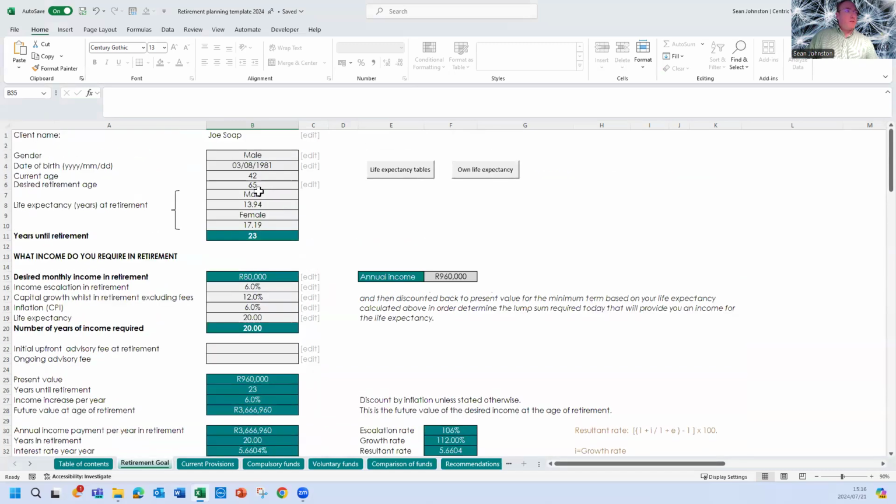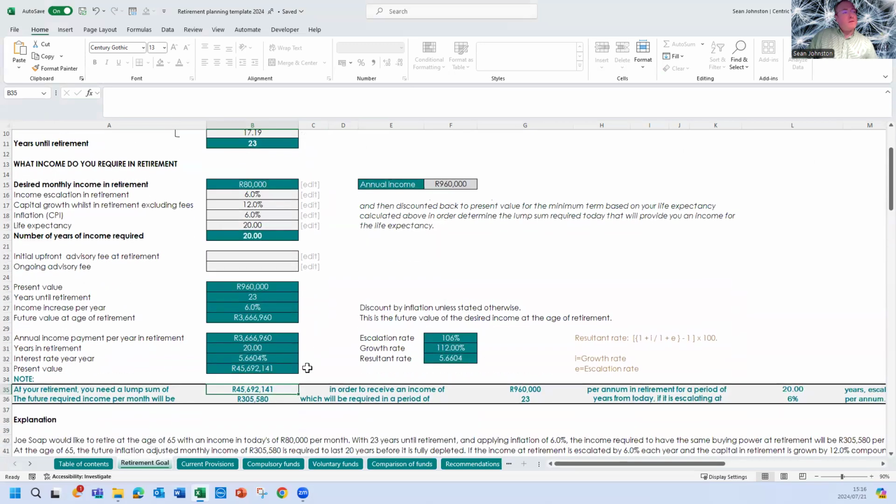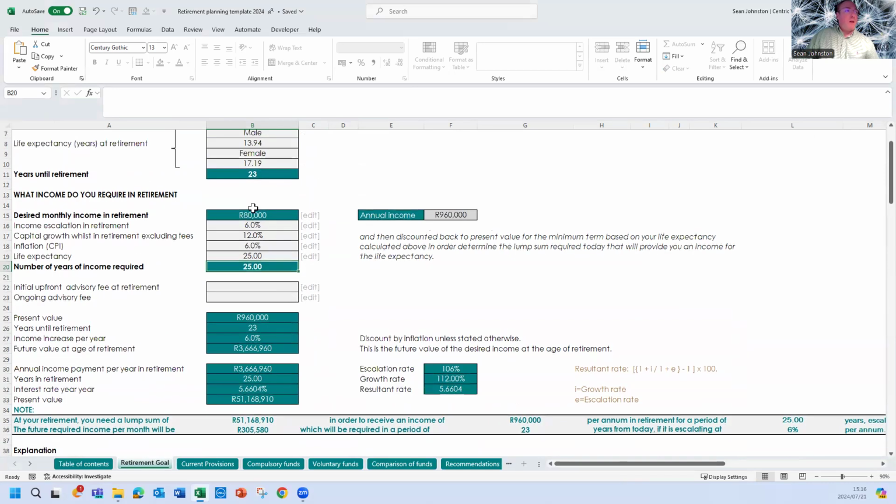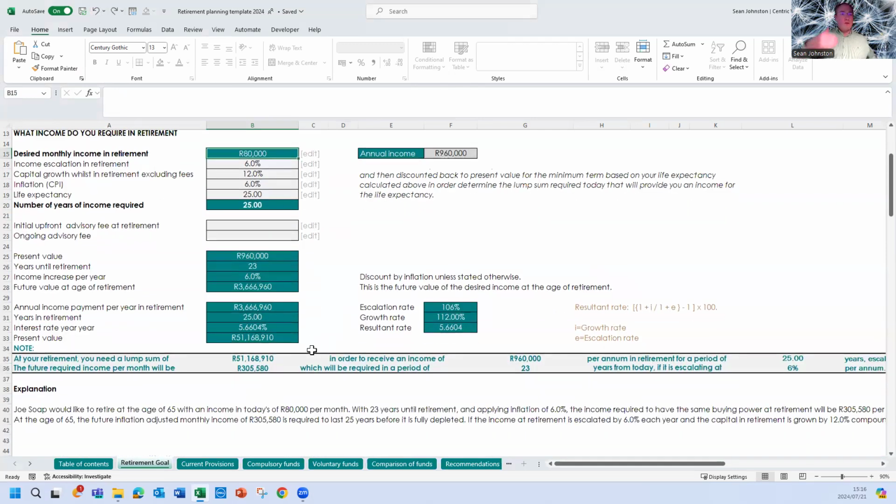So if Joe is 65 and is expecting to live to 85, will 45 million be sufficient? If not, then we need to make provisions and say 25 years instead of 20. This is the difference. Again, if you go and change the income, let's say it was 60,000, that 60,000 will now be adjusted by inflation. That drops to 229.